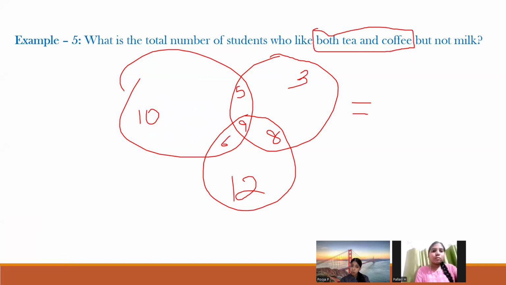So those who like both tea and coffee, these people like tea, but do they like coffee? No, this 10 does not like coffee. Similarly, this 3, they like coffee, but they don't like milk. Sorry, tea. So that we will not consider. So this is 5 plus 9. This region is the region who like both tea and coffee. The second condition is not milk. So 9 should be removed from that. So what is the answer then? Only 5. Correct. So the answer is 5 here. Clear with this question?